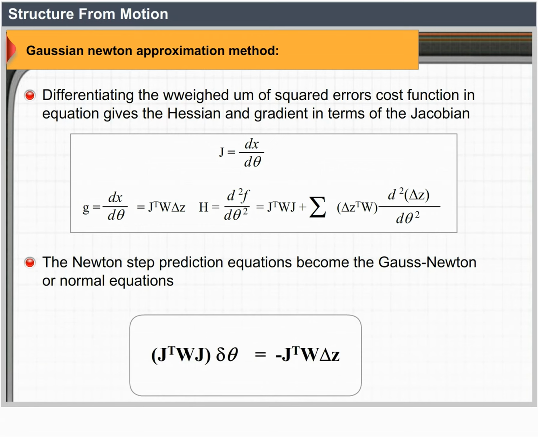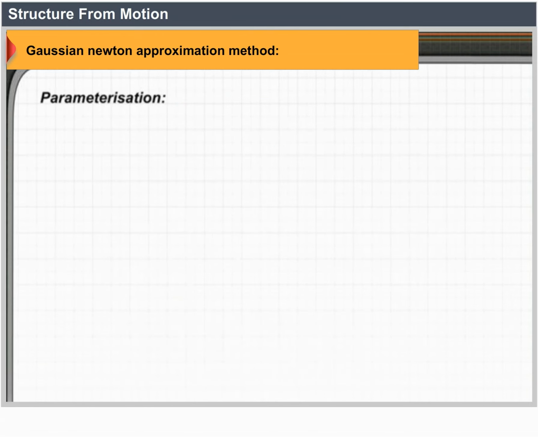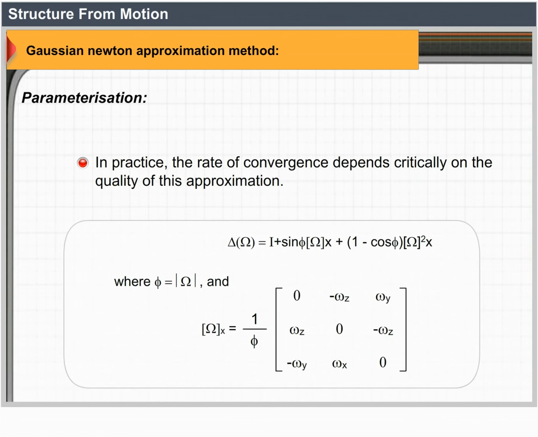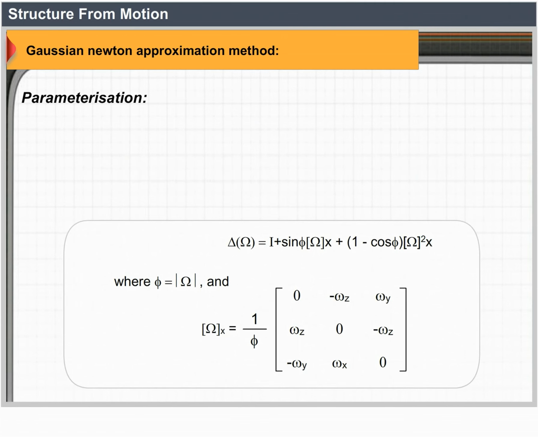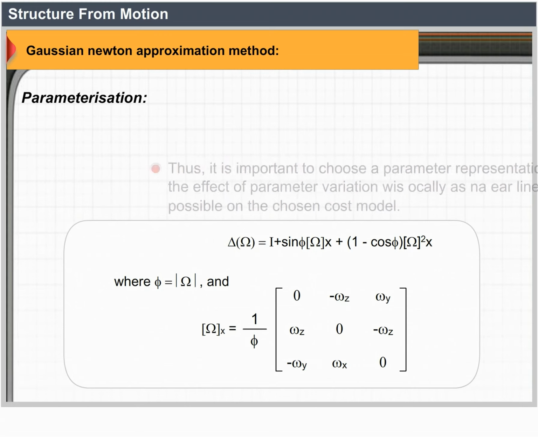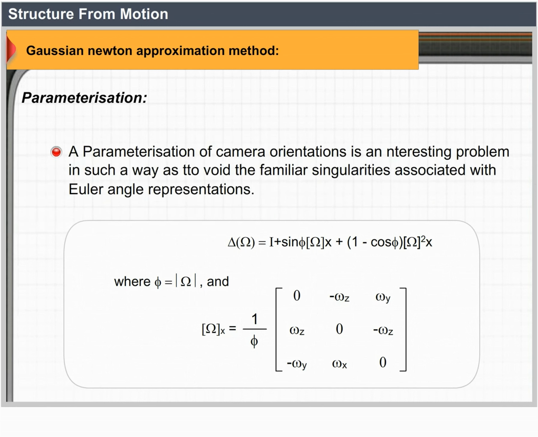Parameterization. In practice, the rate of convergence depends critically on the quality of this approximation. Thus, it is important to choose a parameter representation such that the effect of parameter variation will be locally as near as linear as possible on the chosen cost model. An interesting problem is to parameterize camera orientations in such a way as to avoid the familiar singularities associated with Euler angle representations. The 3x3 rotation matrix is expressed using the Rodrigues formula as shown on the screen.